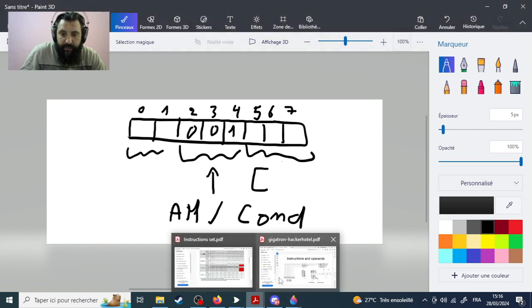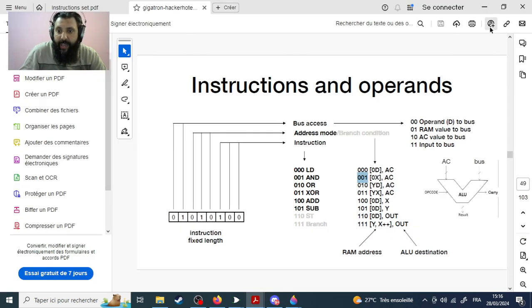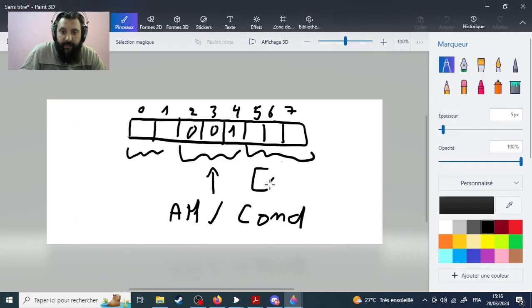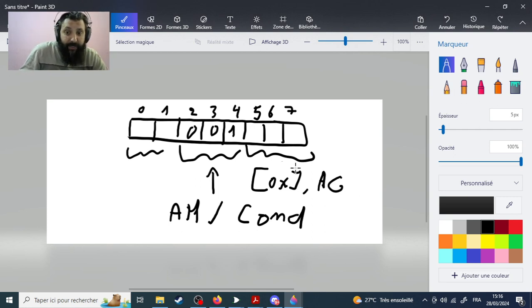What is the instruction? Instruction 0x. You know what is 0x. It is the addressing mode, and we have IC, the destination. The information will go to the result, will go to the IC. Okay, and the address inside the RAM is addressed with 0x.